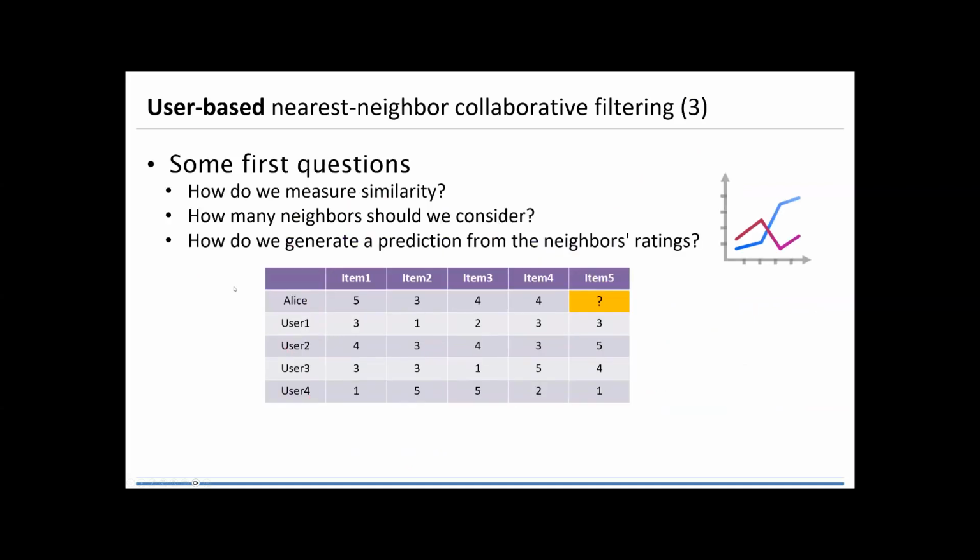So the first question, we need to understand how to measure the similarity. How do we measure the similarity? And then how many neighbors should we consider? And how do we generate a prediction from the neighbors' ratings? So these three, we will check how we can solve them.